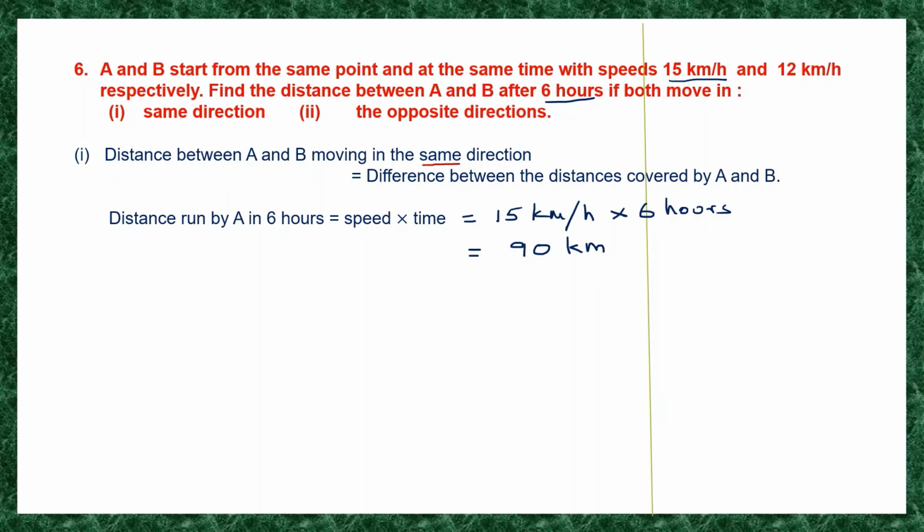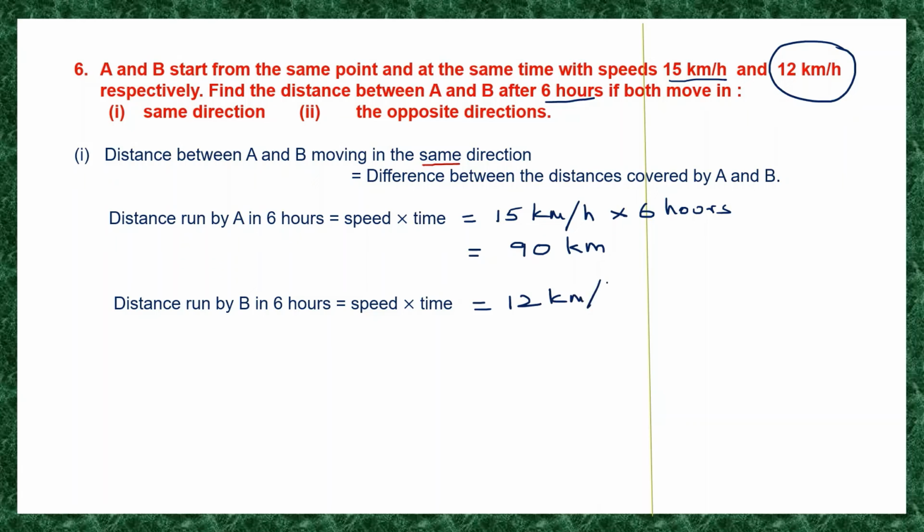Now similarly, we must find the distance run by B. So distance run by B, again the formula is speed into time. The speed is given here in the question as 12 kilometers per hour. And the time is the same, 6 hours. So 12 6s are 72. So again it is kilometers. So now we have found the distance run by A and B. Now because they're moving in the same direction, to find the distance here we have to subtract.